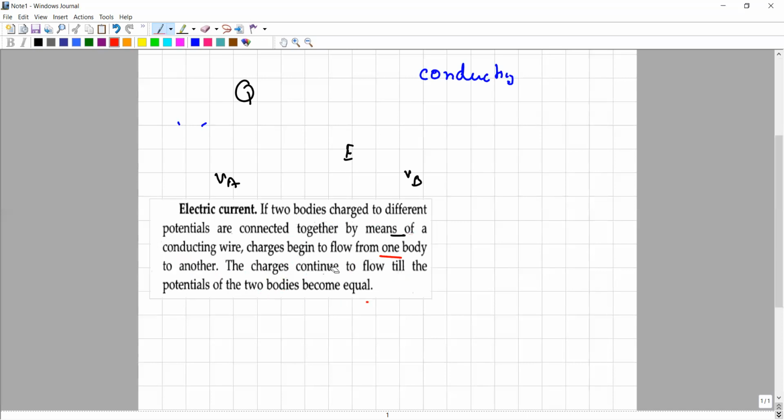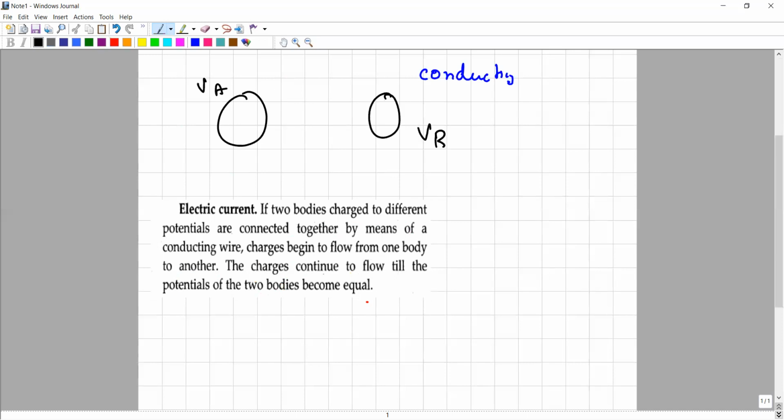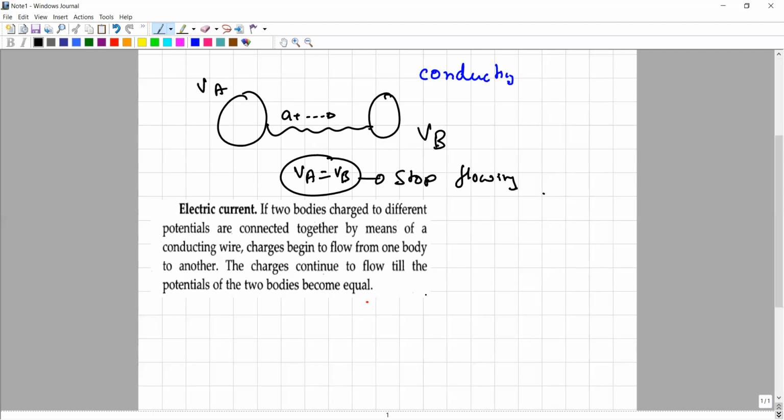So let's say body 1 has a potential VA and body 2 has a potential VB. You connect them by a conductor, and the charges are going to flow till VA and VB both become the same. When they both become the same, the charge will stop flowing. Very simple.